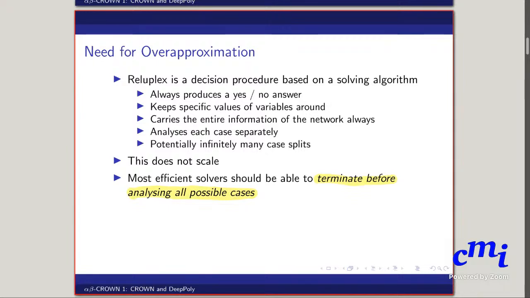And of course, one way of doing it is by the node merging abstraction. If you merge some nodes and you have an abstract network, and you can prove that abstract network is safe, then you have terminated before analyzing all possible cases in the concrete network. So that is one way of doing that. But as we discussed in the experiments, it has some downsides.